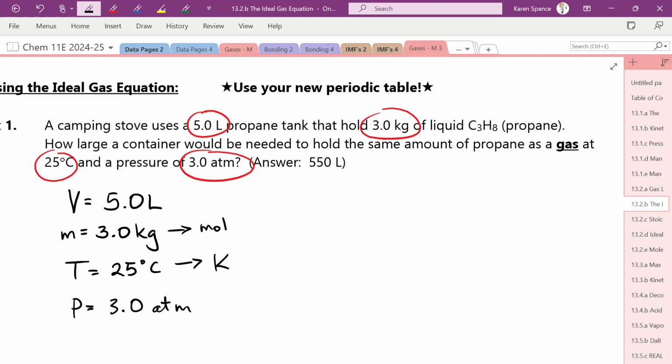Oh, this is confusing. I have to actually read the question. Oh, interesting.